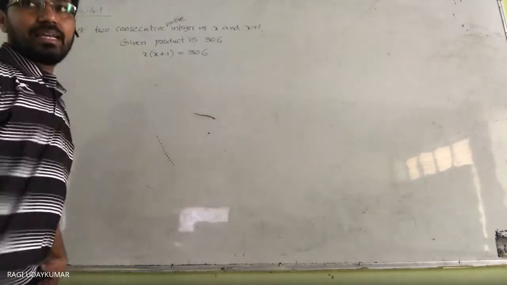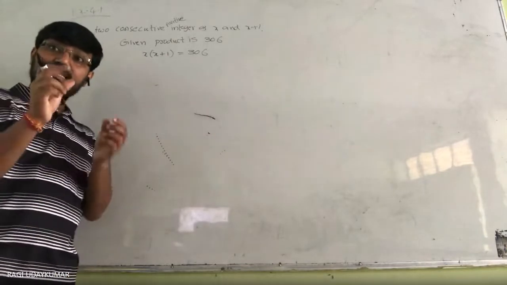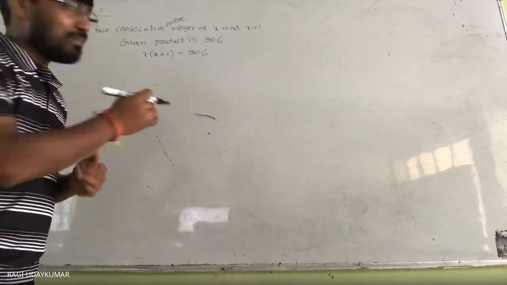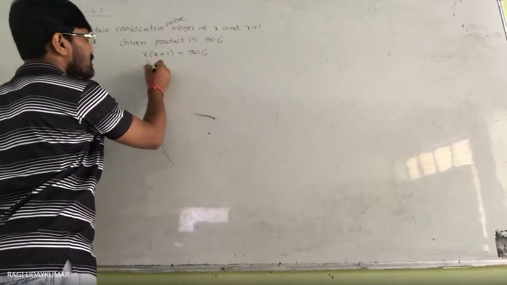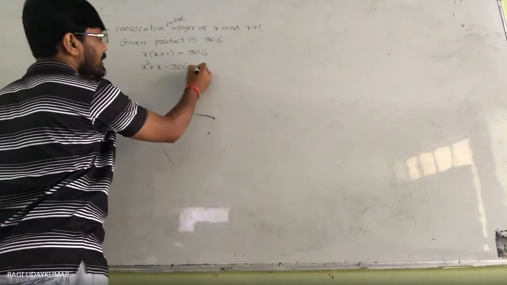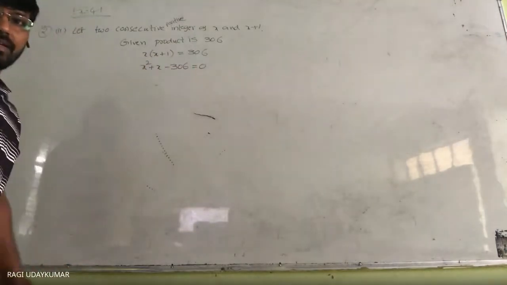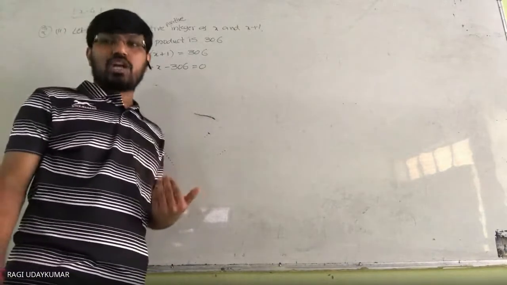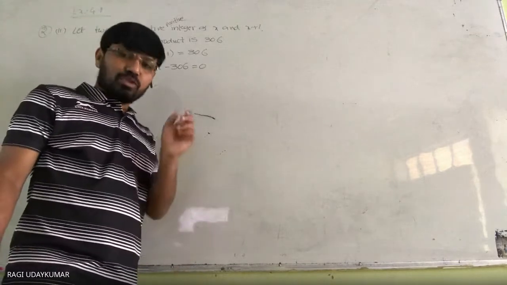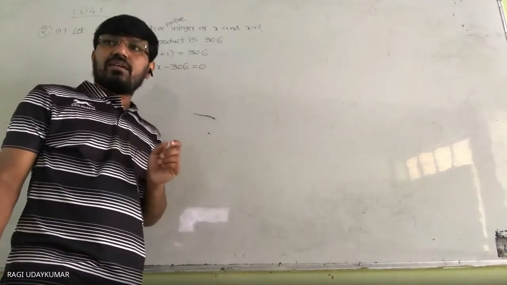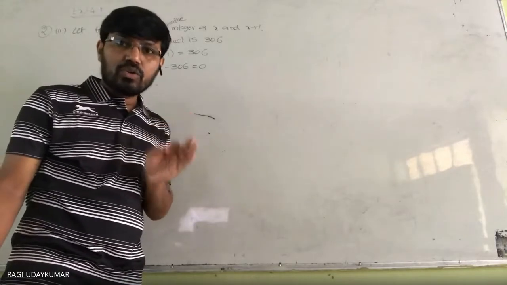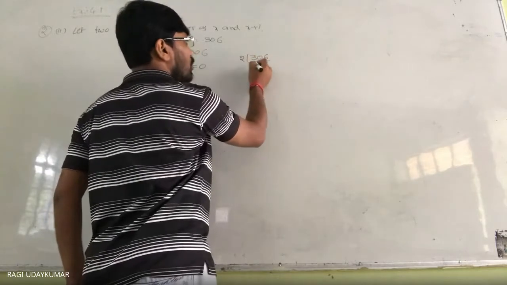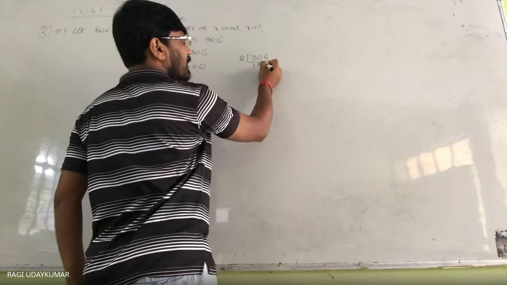Here, I'm going to explain how to factorize when very big numbers are given to you. Most of the students get confused about what to do here. 306 factorize करना है. It's a little bit of a tedious job, but if you adopt one procedure, you can do it in the easiest way. First you have to factorize 306. It is divisible by 2: 2 ones are 2, 153.